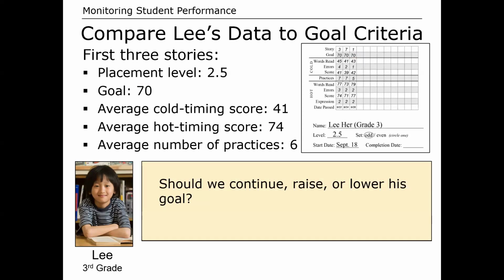So do we continue with the goal of 70? Do we raise him to a higher goal? Do we lower him to a lower goal? In this case, Lee was given the right level and the right goal on placement day. So we're just going to let him keep going.